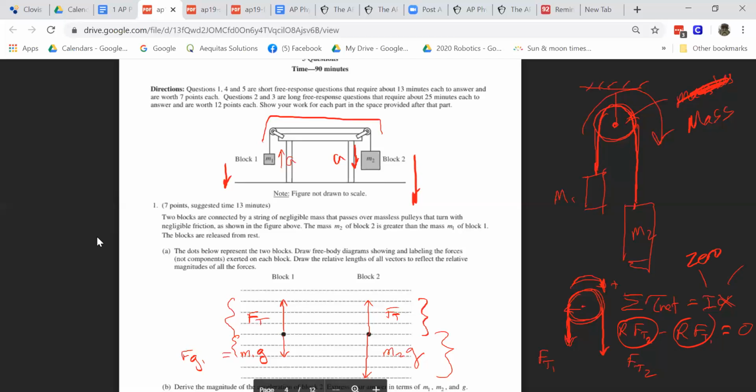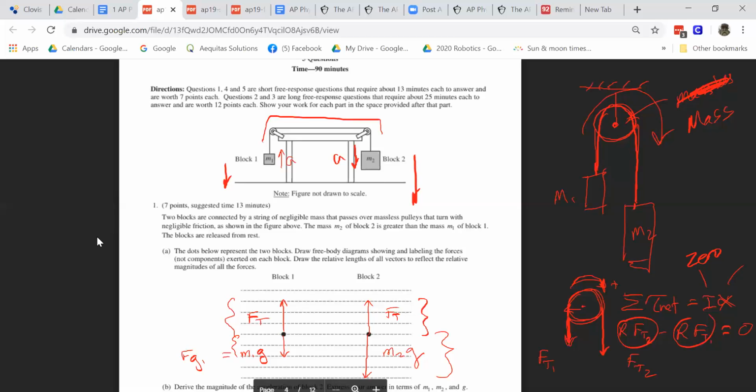Does that answer your question adequately, Abby? Yeah, and I just have a follow-up question. Sure. So whenever we're assuming, or when they tell us that the pulley is massless, regardless if the two masses are in motion or not, the tension force is the same? Yes, exactly. Okay, thank you.